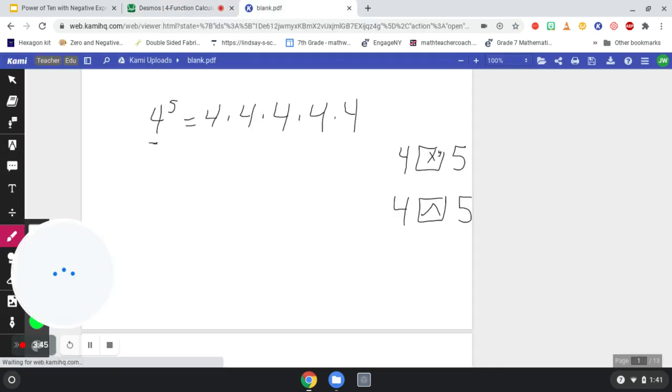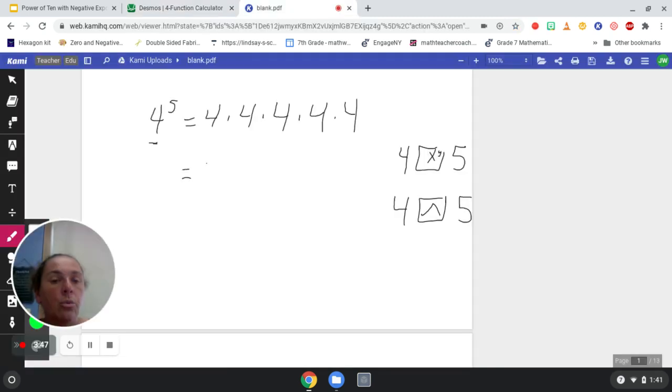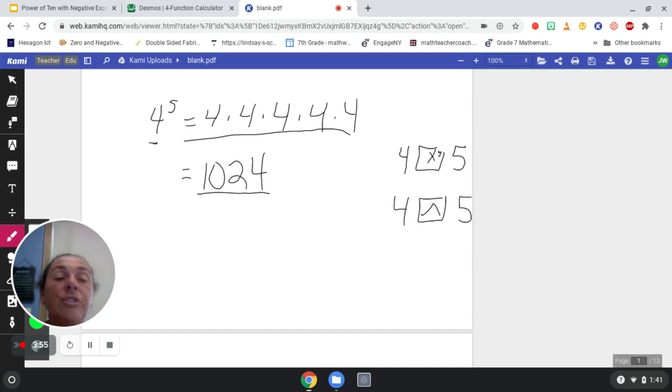So I'm going to go back over. So my answer here was 1024. Remember, this is expanded form. This is when I ask you to evaluate or solve. Okay, let's quickly do another one.